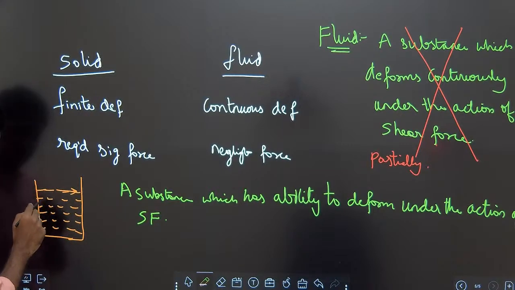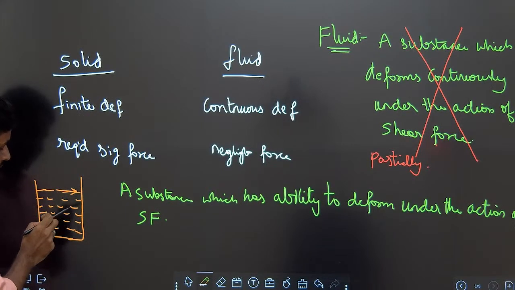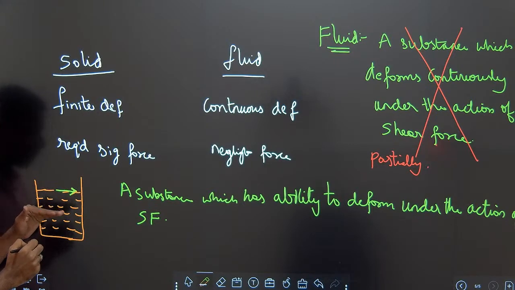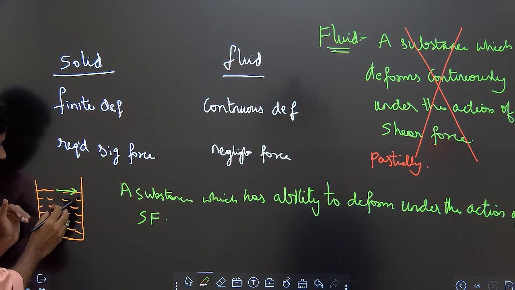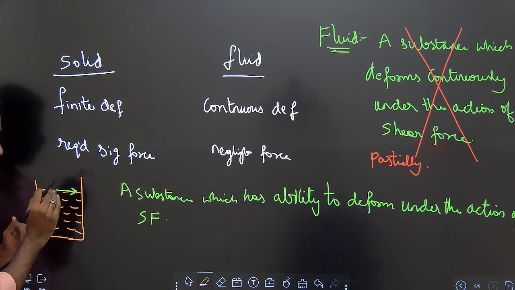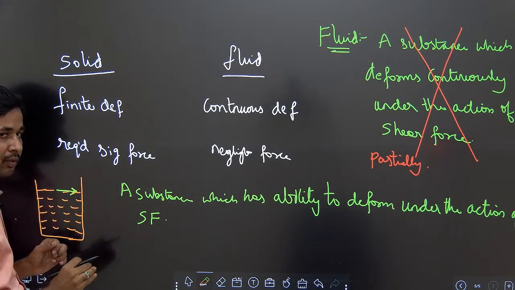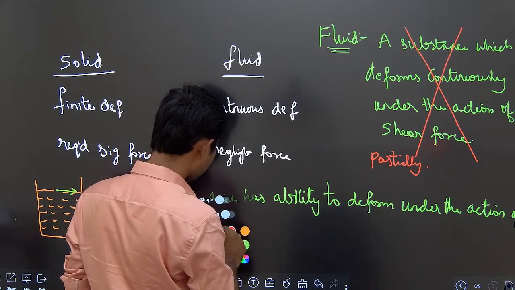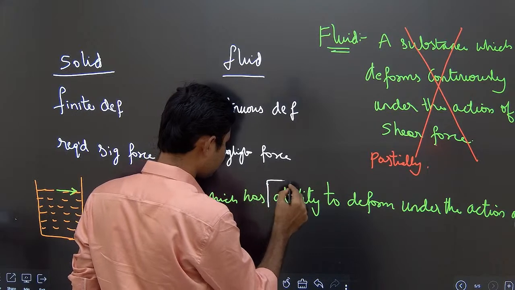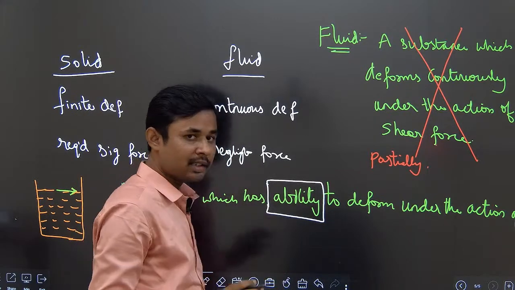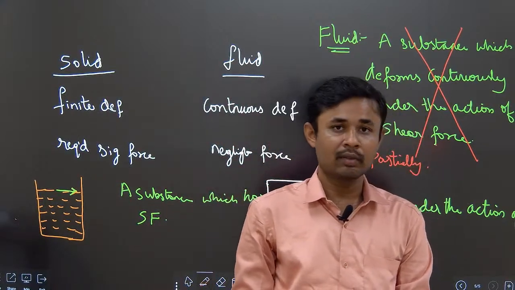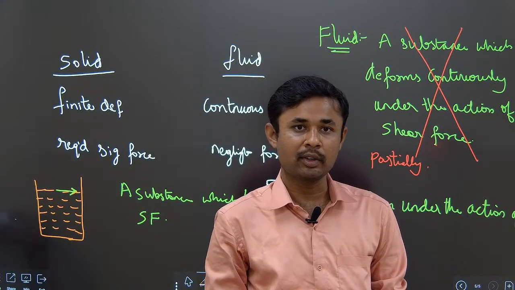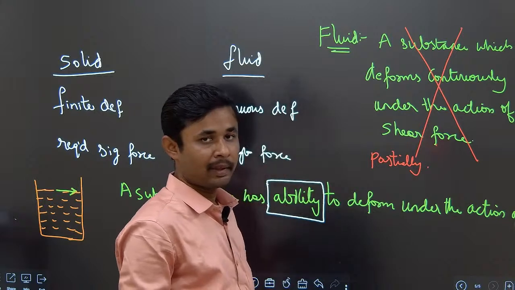See, we have this liquid in this glass tube, and now we are applying a shear force. It is not deforming, but once the water is removed from the glass and we apply a shear force on the fluid, it definitely gets deformed. That's why the word ability is important. Any substance which is capable of deforming whenever a negligible shear force is applied on it is known as fluid. Okay.